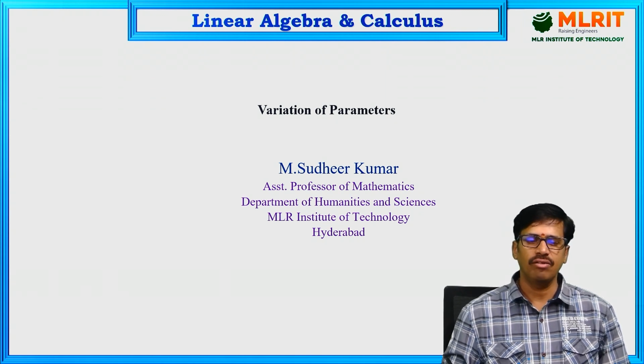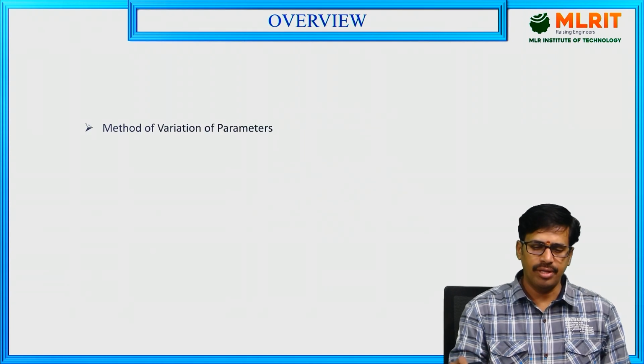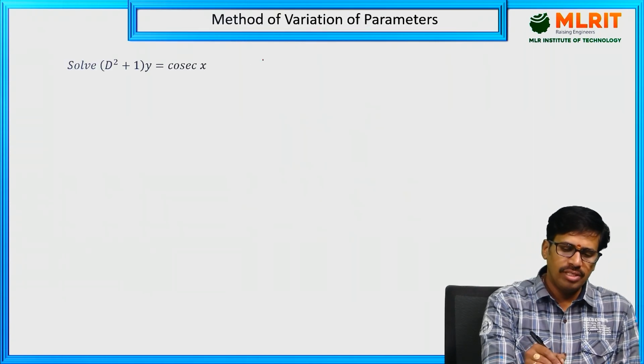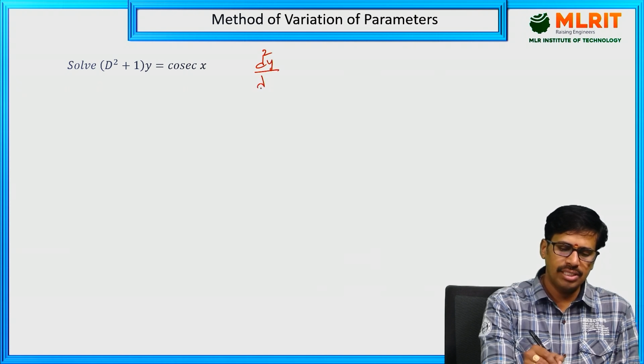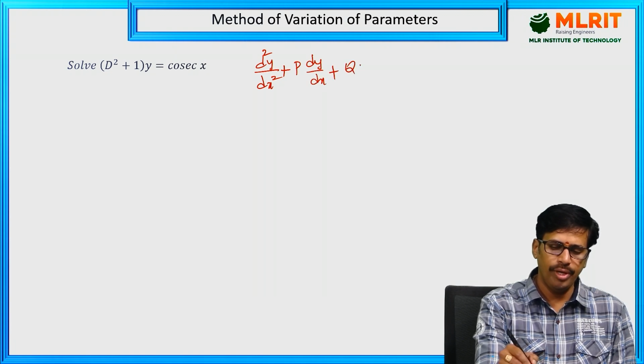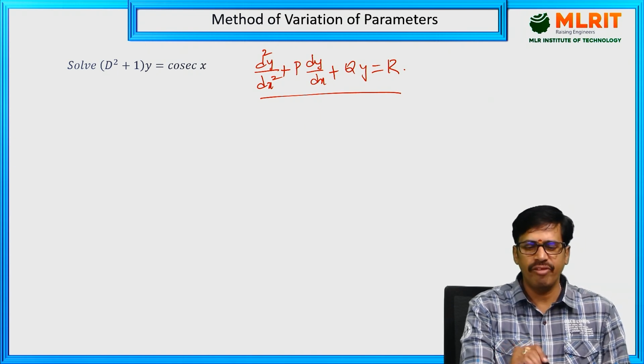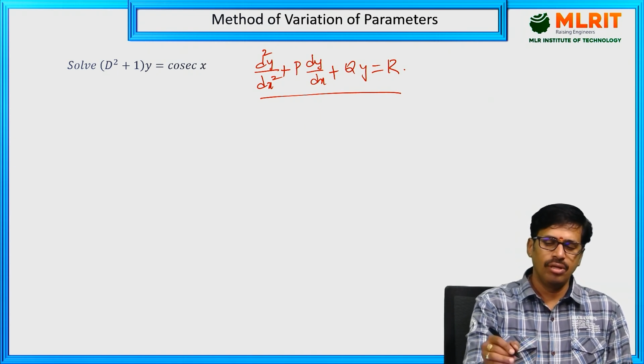In this lecture, I am going to cover the topic variation of parameters. To solve a differential equation of the type d square y by dx square plus p into dy by dx plus q into y is equal to r, any equation of this type can be solved by the method of variation of parameters. Let us see the procedure.